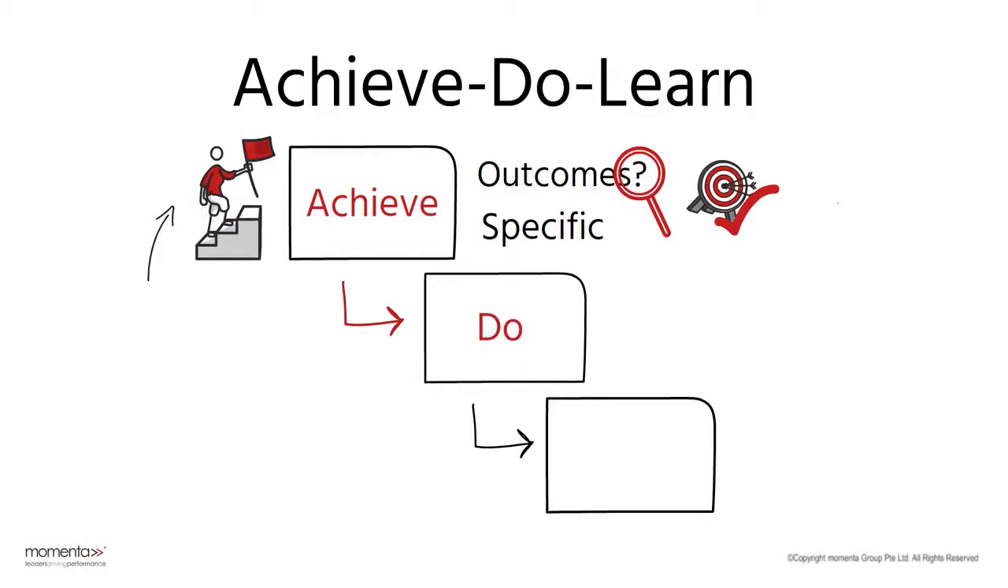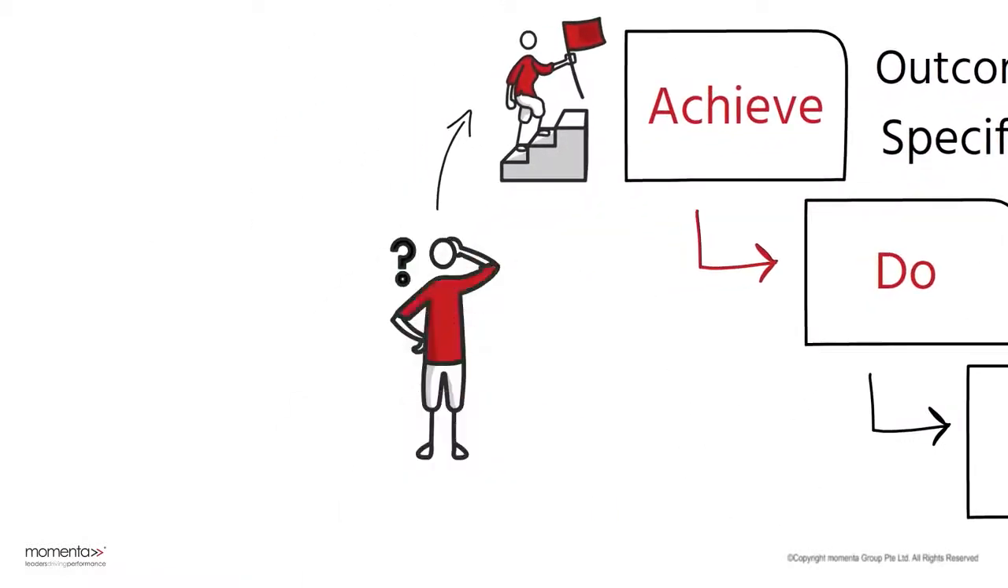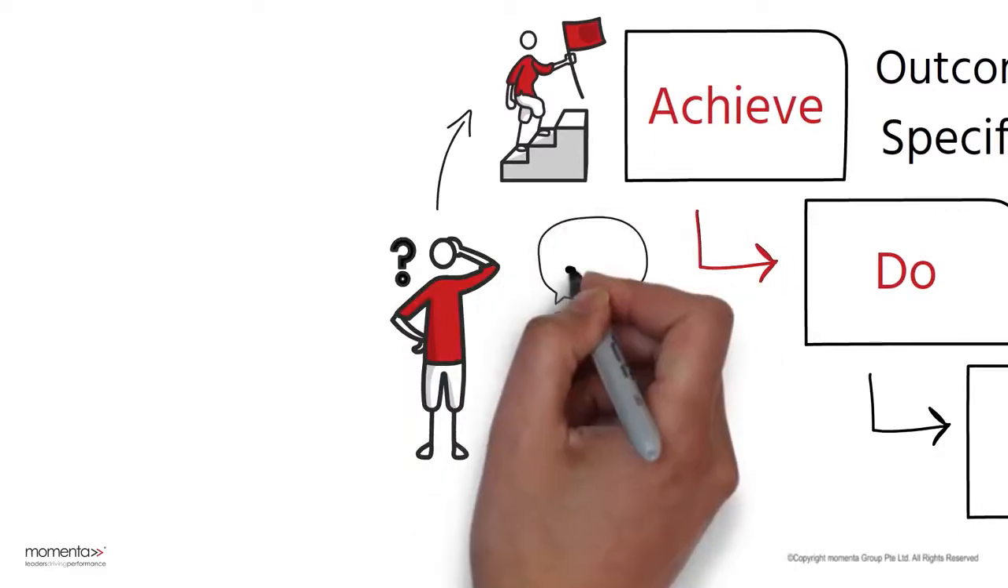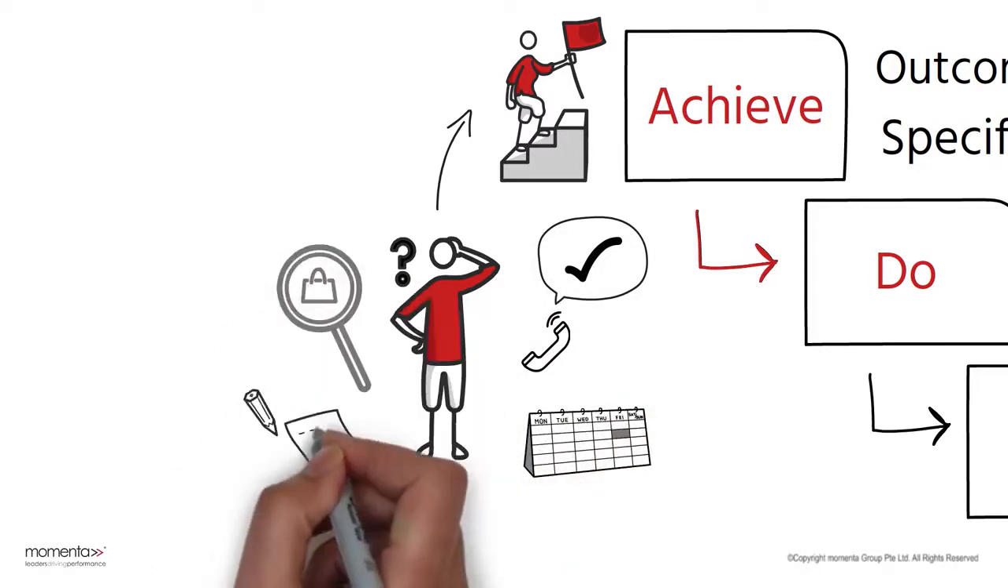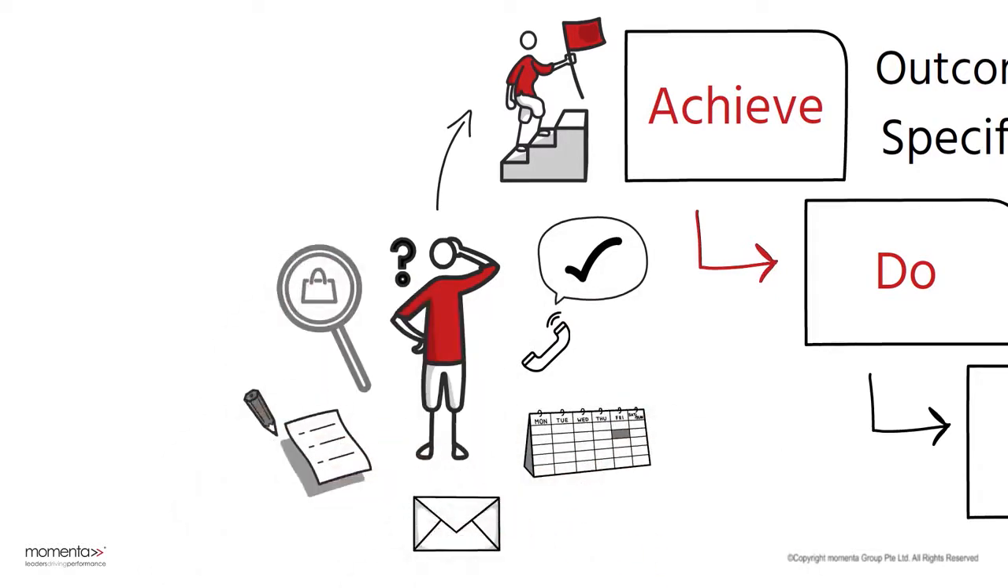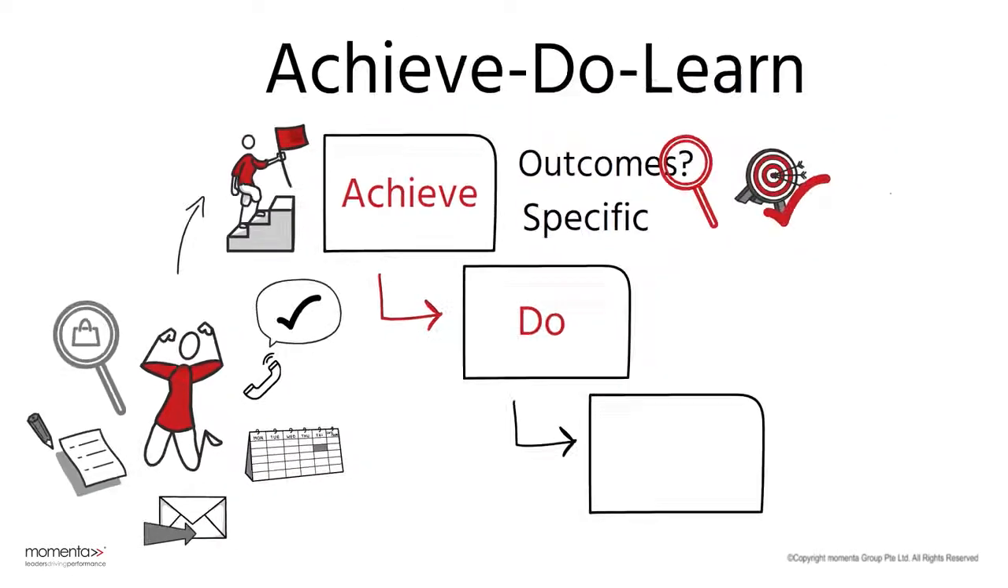For example, if you want the business to achieve a certain target per month, then the question is, what do they need to do? They need to use a phone, speak on the phone, be convincing, get an appointment, recommend the products, write a quotation, and send out an invoice. Those are the list of things that the person needs to do in order to achieve the results. So, achieve, do, learn, and finally learn.